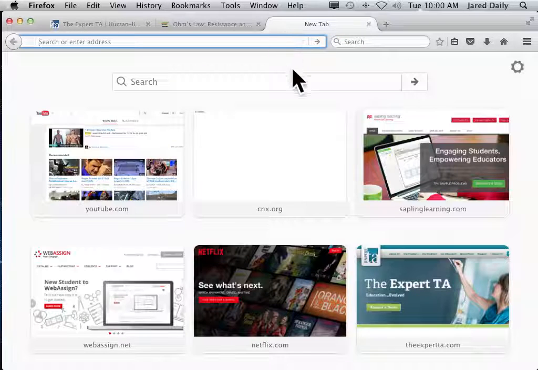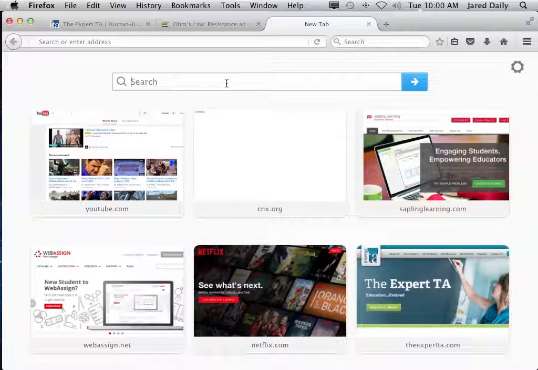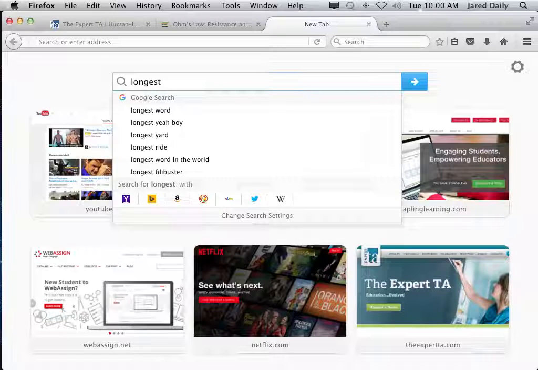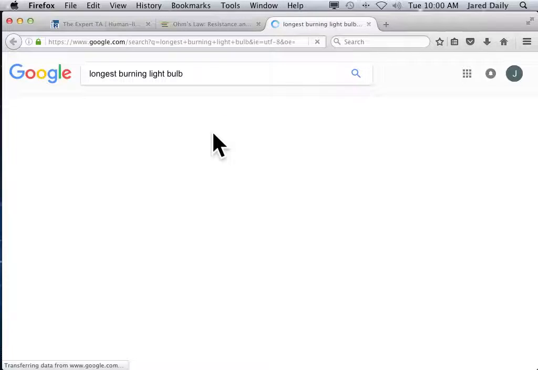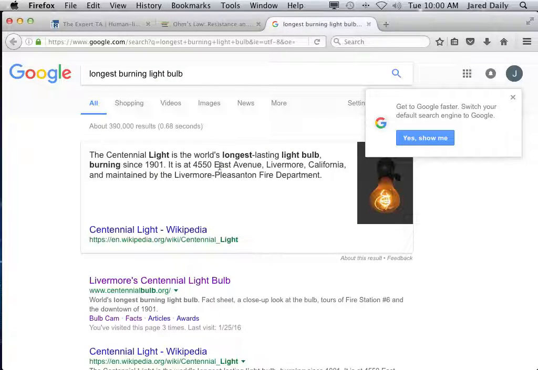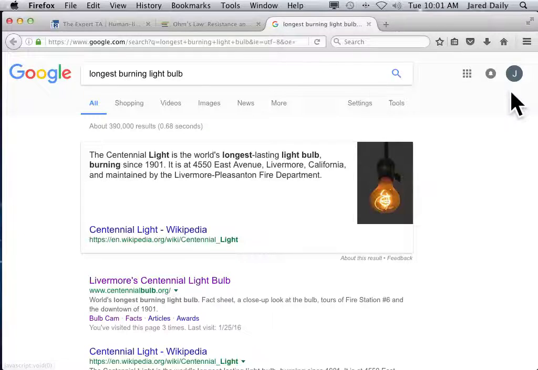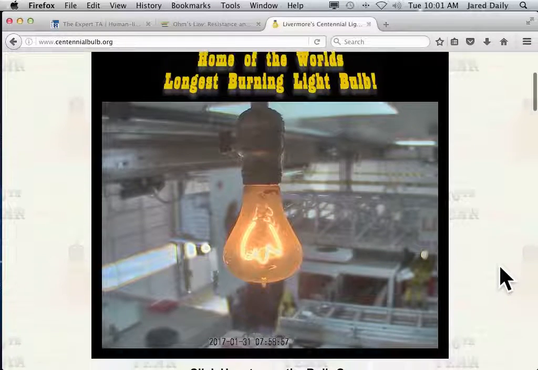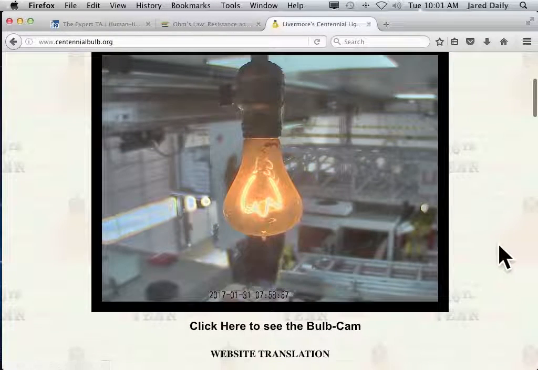My hometown has a lot of really weird scientific nerdy claims to fame because it's a scientific nerdy town. But let's look at the longest burning light bulb here. Longest burning light bulb is in the Livermore Fire Department. They call it the Livermore Pleasanton Fire Department, but Pleasanton's a separate city. I don't know why they call it that. But it's been burning since 1901, and this is a field trip that all kids go on.